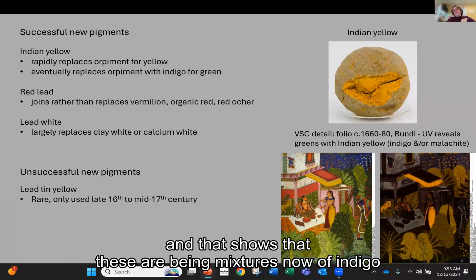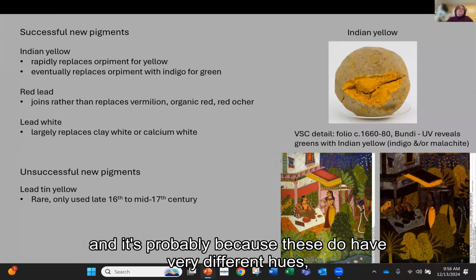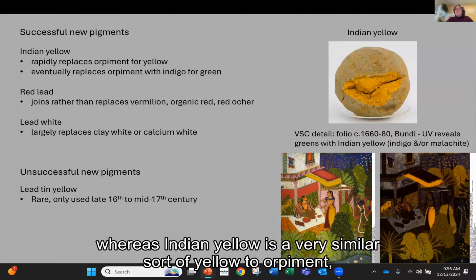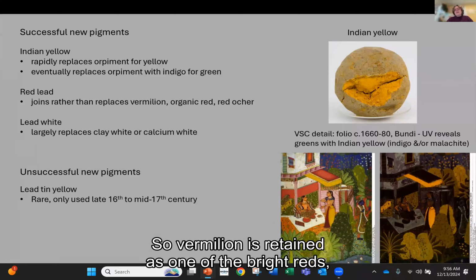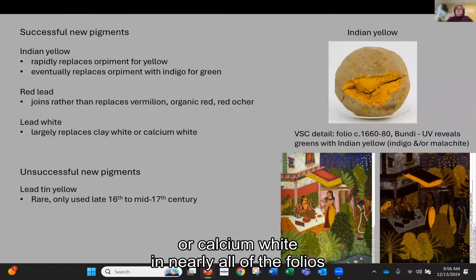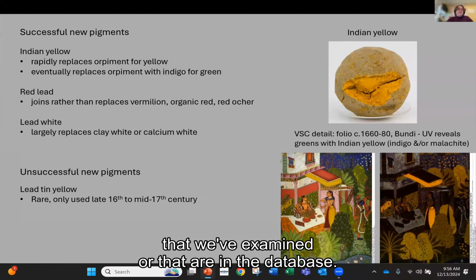Red lead joins rather than replacing vermilion, organic red, and red ochre. And it's probably because these do have very different hues, whereas Indian yellow is a very similar sort of yellow to orpiment. Red lead is much more orange, so vermilion is retained as one of the bright reds, and red ochre is often more of a browny red. And lead white largely replaces clay white or calcium white in nearly all of the folios that we've examined or that are in the database.